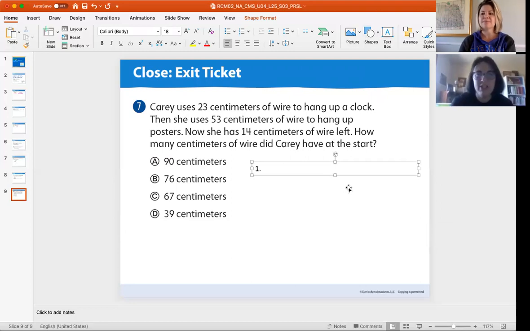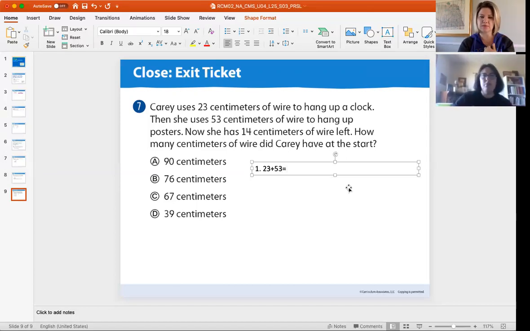So we know we're working backwards, right? We're working backwards. So we know that she used it, but we're going to be adding it back to see how much she had to begin with, okay? So when she started, she used how much to hang up the clock? 23 centimeters plus 53 centimeters to hang up the posters.